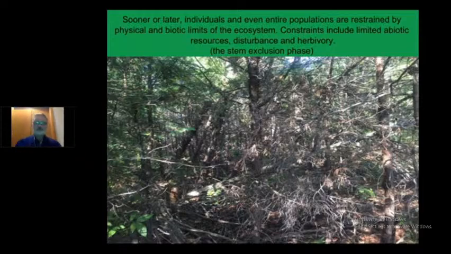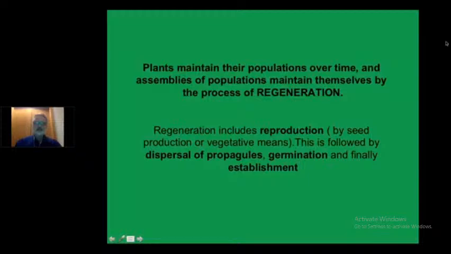Now, plants will maintain their populations over time, and groups of these different populations will maintain themselves over time by the process of regeneration. Regeneration includes these four very specific steps: reproduction, dispersal of those propagules, germination of those propagules, then establishment of that stand.